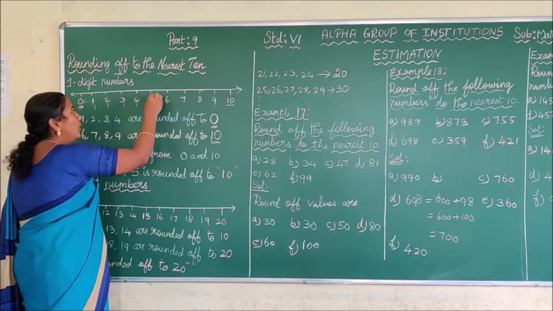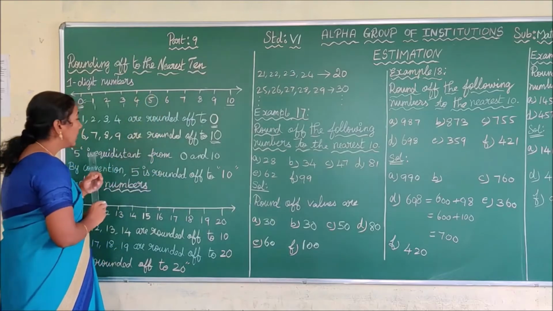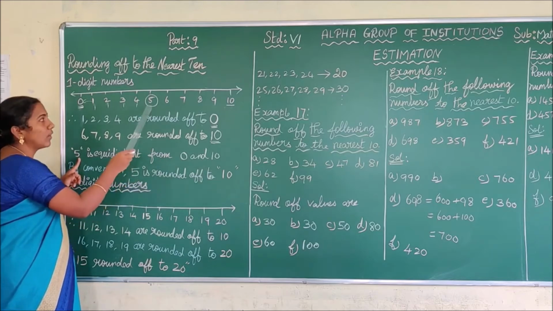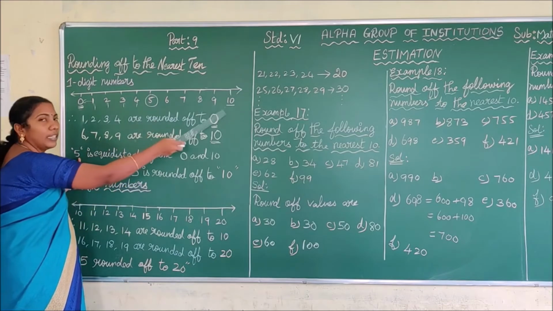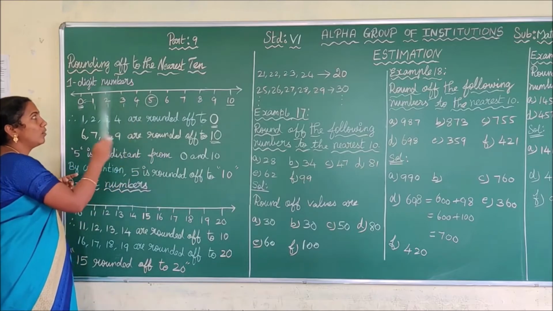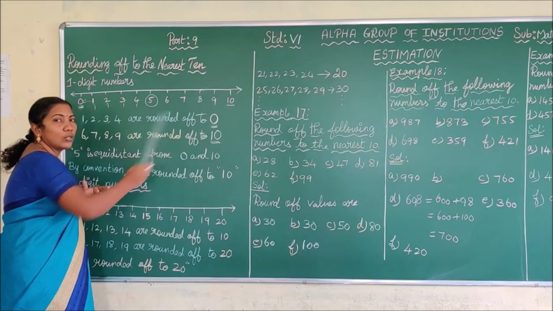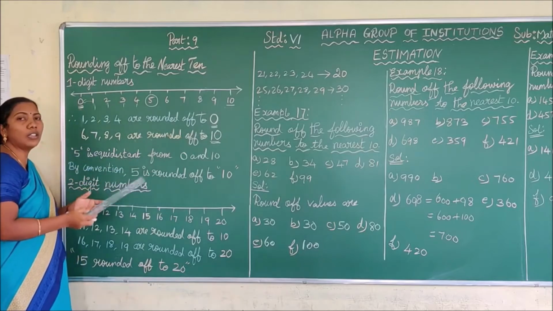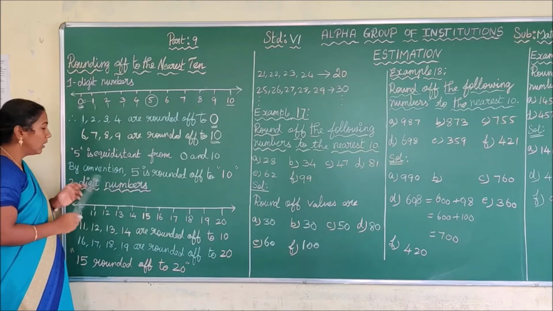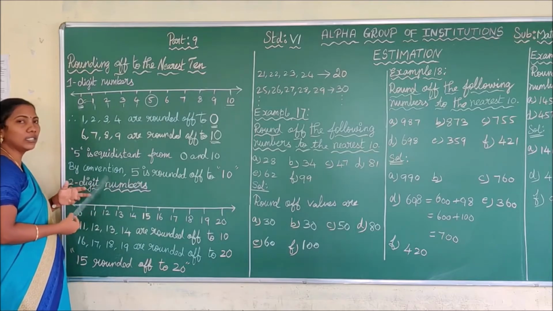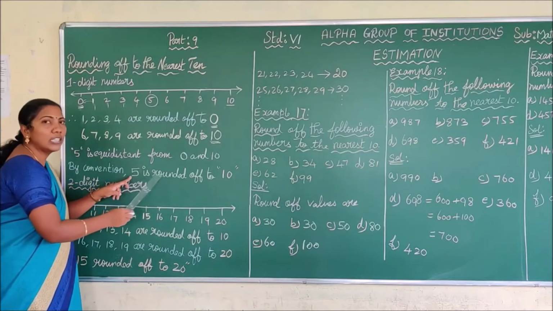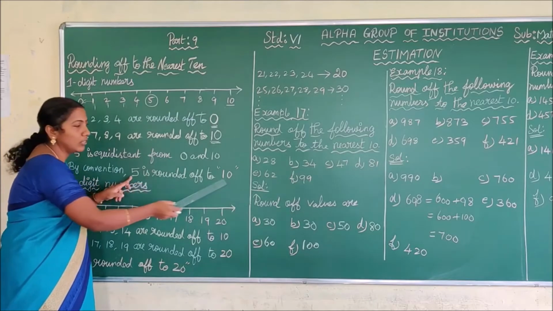Okay. Then what happens to the number 5? Let us see. The number 5 is equidistant from 0 and 10. See here, 5 is the middle of the numbers 0 and 10. So we have an equal chance to round off the 5 to 0 as well as to 10. By convention, all the mathematicians accepted this method only. Usually, we are doing this method. This situation is termed convention. By convention, 5 is rounded off to the higher value, that is 10.